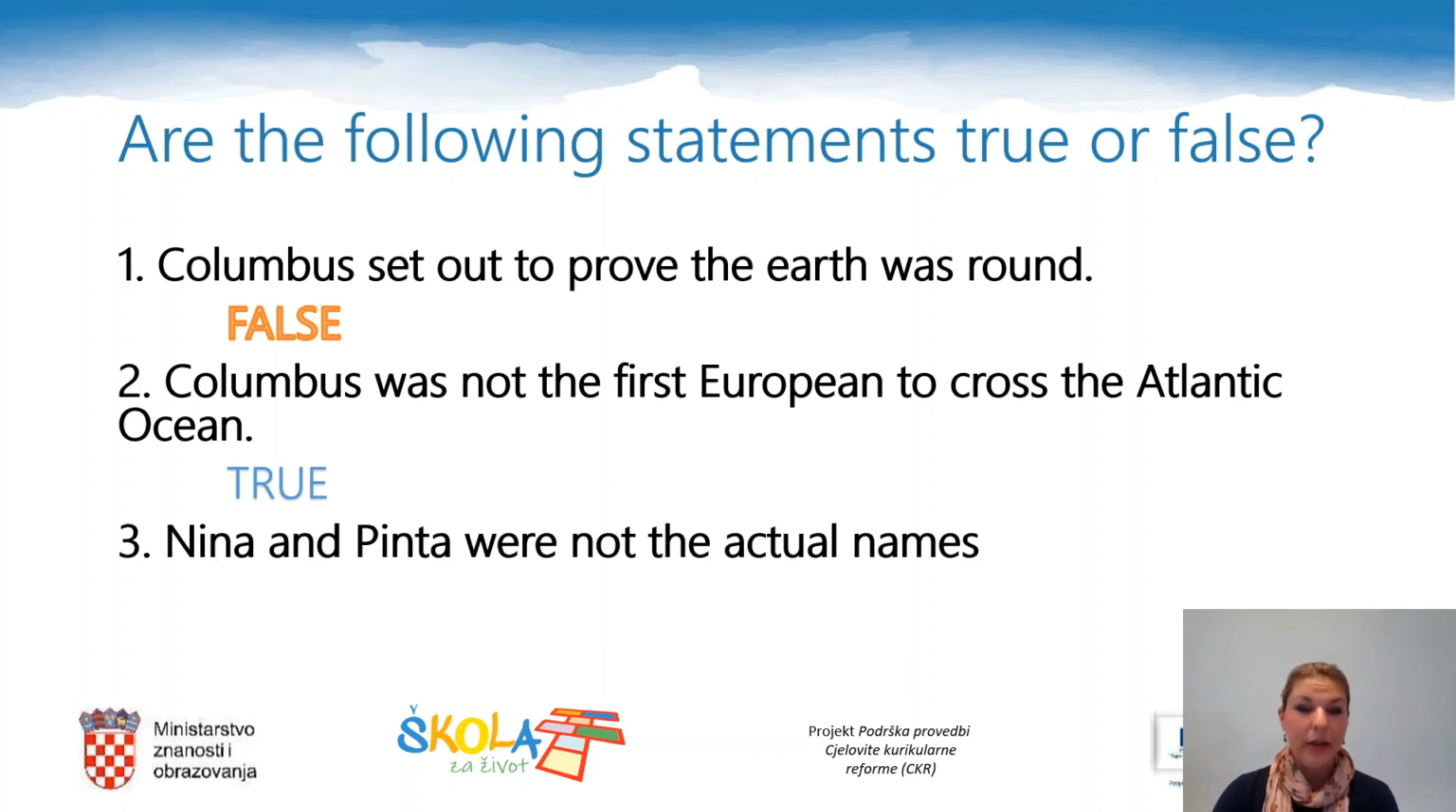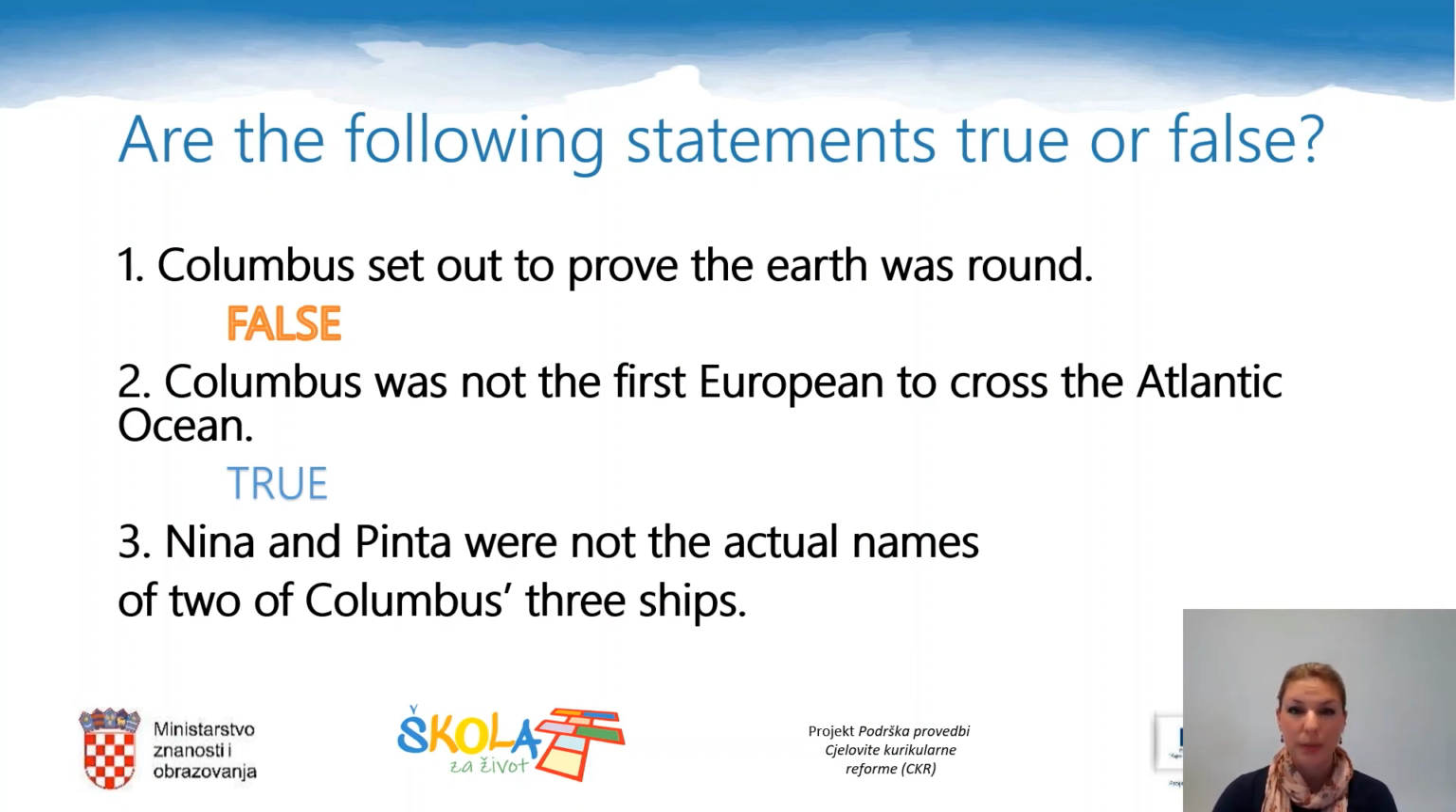Nina and Pinta were not the actual names of two of Columbus' three ships. True or false? True. In 15th century Spain, ships were traditionally named after saints. Sailors, however, gave less decent nicknames to their ships. Mariners named one of the three ships the Pinta, Spanish for the painted one or prostitute. The Santa Clara was nicknamed the Niña in honor of its owner Juan Niño.